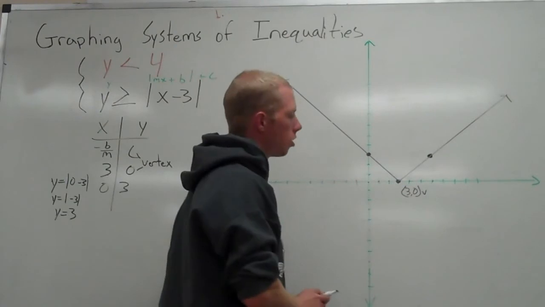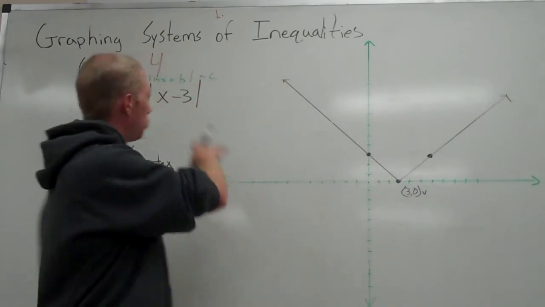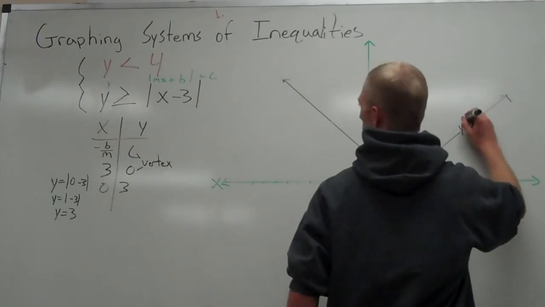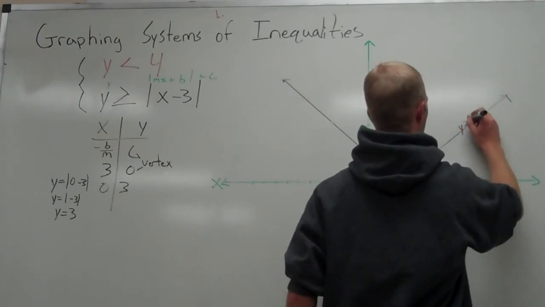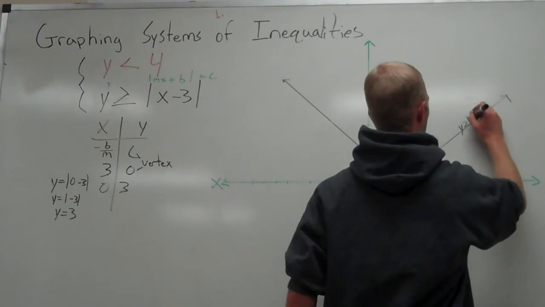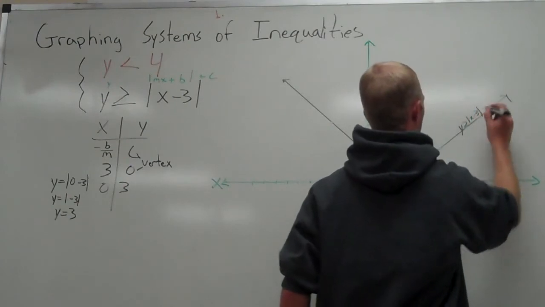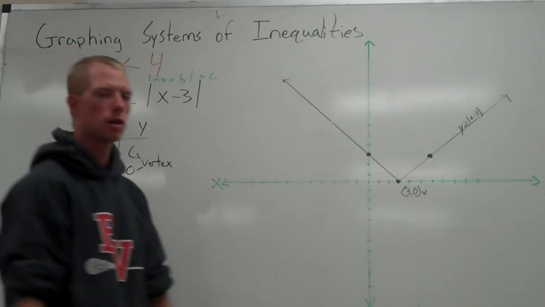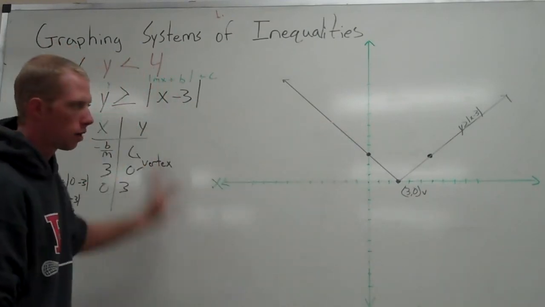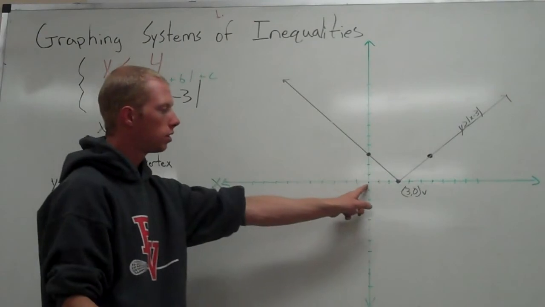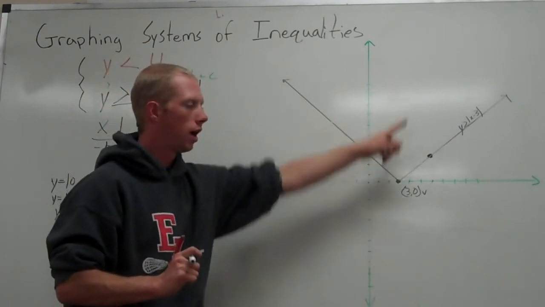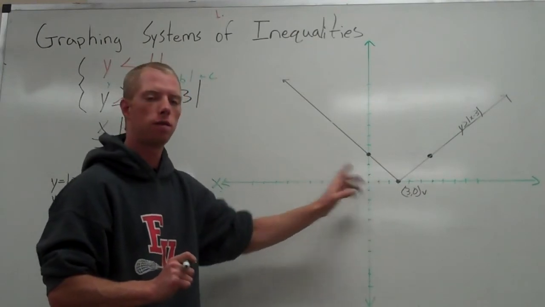And again, even though it's a V and it's pretty obvious which one I'm doing, good practice is to label your inequality, y greater than or equal to the absolute value of x minus 3. Now if I'm looking at this, I just need to now, because of the absolute value, test a point. And we can still test 0, 0 because it's not on the line. 0, 0 is clearly off the line.